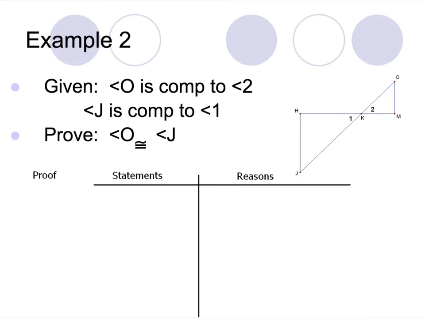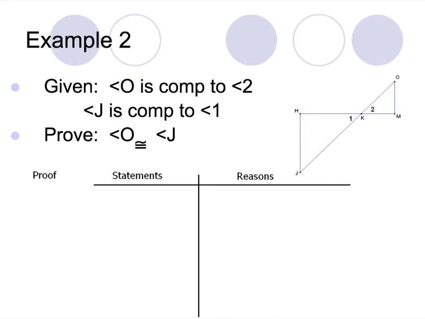Let's see here. Angle O is complementary to angle 2. Angle J is complementary to angle 1. I want to prove that O and J are congruent to each other. Let's think here. I've got a couple complementary statements, right? So when I see complementary going on, I'm thinking, ooh, maybe this is one of those cool theorems where angles that are complementary to the same angle are congruent, or angles that are complementary to congruent angles are congruent. Well, I don't have any congruent angles yet.